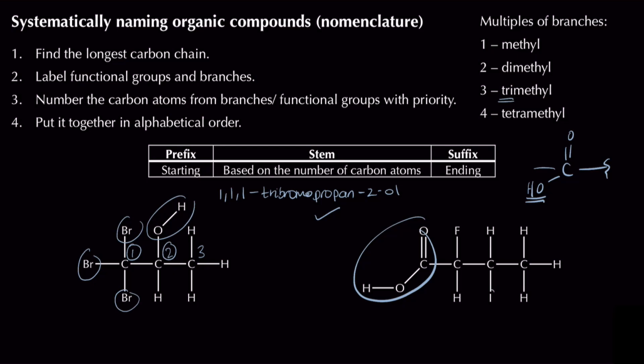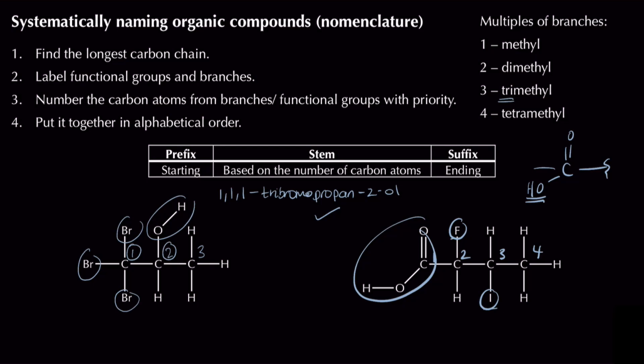So we've got here some other functional groups as well. I've got iodine, I've got fluorine. How do I go about numbering this? Well, I've got carbon atoms 1, 2, 3, 4 over here. So in terms of my stem, it's going to be but. In terms of the suffix, it's going to be butanoic, space, and then acid.